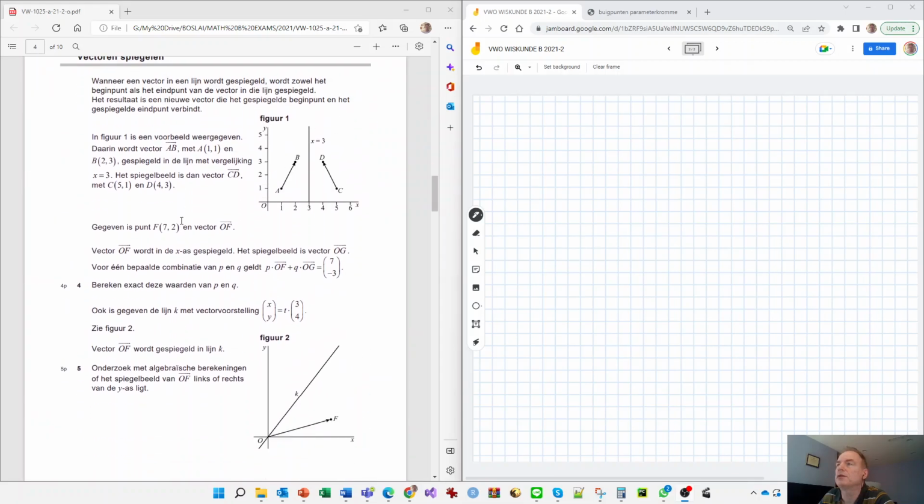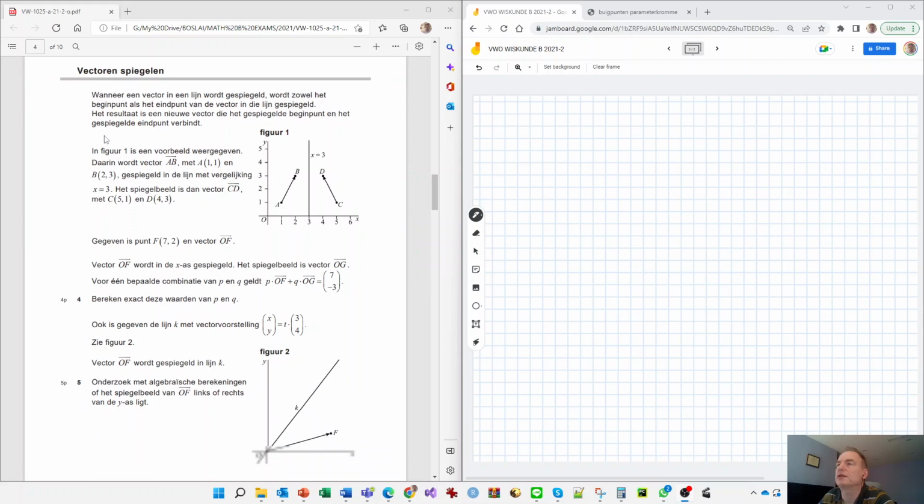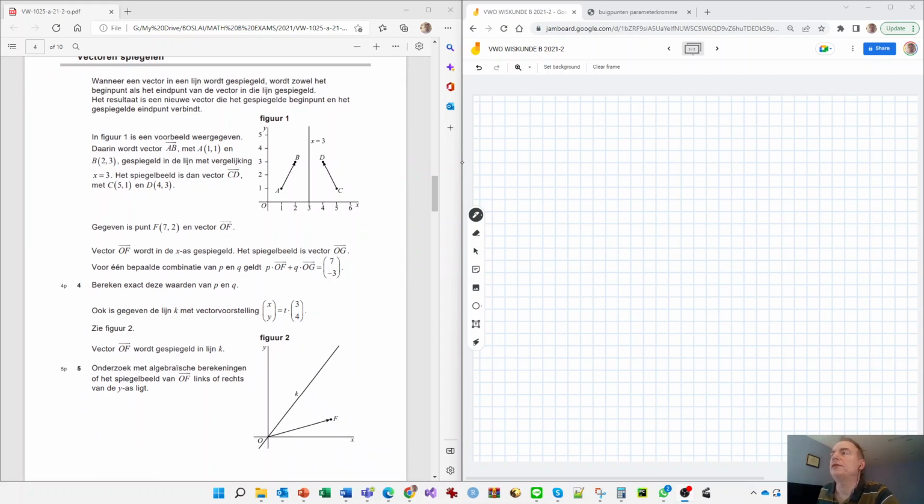Moving on to 4, reflection of vectors. If you have a vector that's reflected in a line, you have to reflect the starting point and the end point of the vector. And then the reflected vector is basically a vector constructed from these two. And they give here a vector AB, and the image of that, the mirror image in this line, is given by CD.